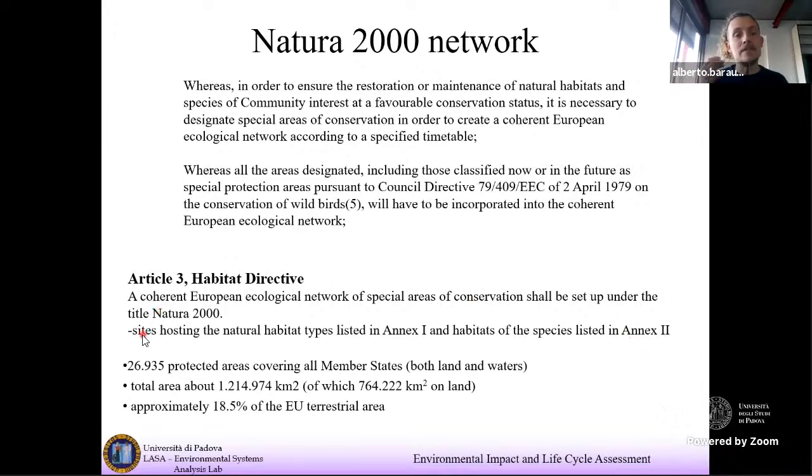So it's a very wide network. In the EU, we have about 27,000 protected areas. This is the total area. Doesn't mean much to you, maybe, because you don't know how big the EU is, but this is about 18% of the European Union terrestrial surface. So nearly a fifth of the surface of the European Union is covered by these protected areas. So it is a lot. So you understand why appropriate assessment is such a common authorization procedure.